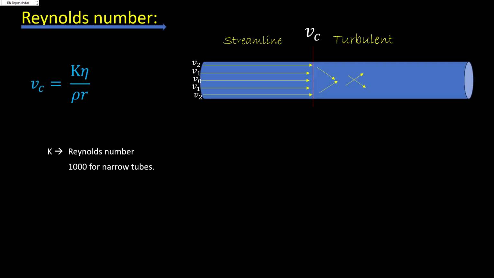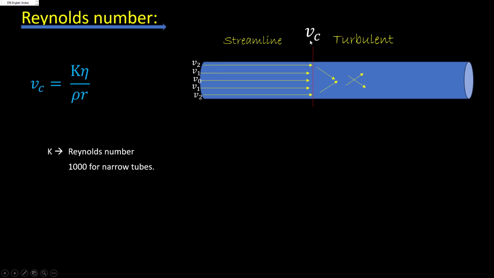Now, when these streamlines break, here for the flow through this pipe, at the axis of the pipe, the velocity is maximum, v0, and on both sides it gradually diminishes, and at the wall the velocity is 0.